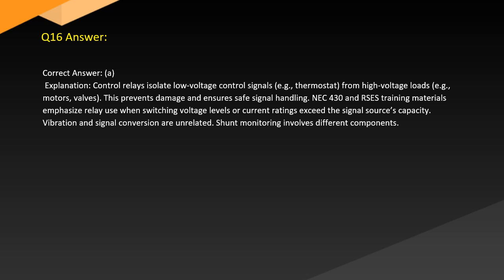Answer. Correct answer, A. Explanation. Control relays isolate low voltage control signals, e.g. thermostat, from high voltage loads, e.g. motors, valves. This prevents damage and ensures safe signal handling. NEC 430 and RSES training materials emphasize relay use when switching voltage levels or current ratings exceed the signal source's capacity. Vibration and signal conversion are unrelated. Shunt monitoring involves different components.